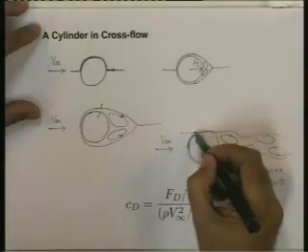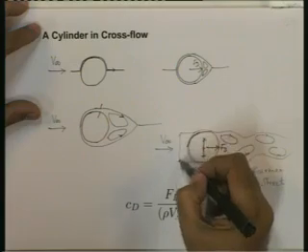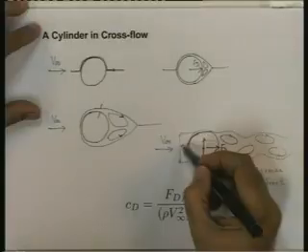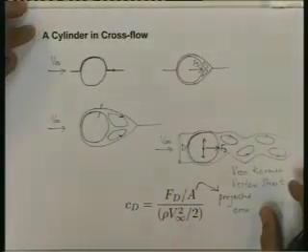Area projected in the direction of flow. So the area will be not pi d into the length of the cylinder, but will simply be d into the length of the cylinder. That is something which we should remember.